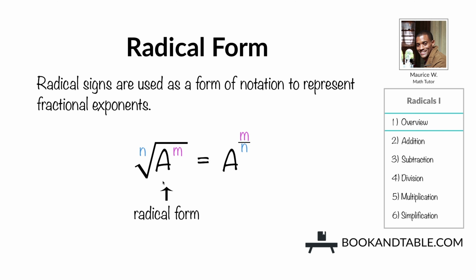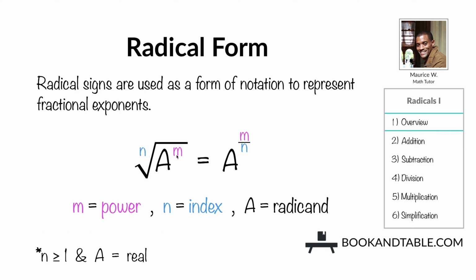So what does that mean? When our term is in radical form, we have a to the power of m to the root of n. Now, in exponential form, if this exponent were a fraction, it would be this, a to the power of m divided by n. So these two are equivalent to each other. This is the radical form of the term, and this is the exponential form of the term, a to the m over n.